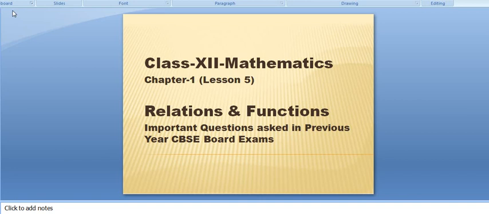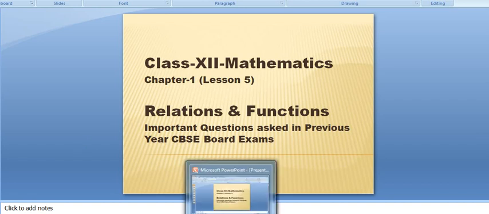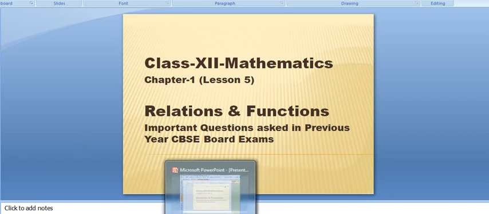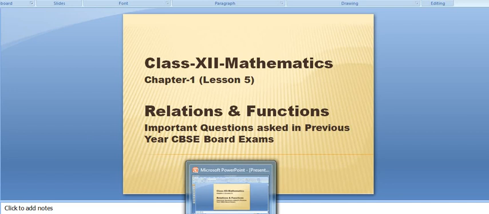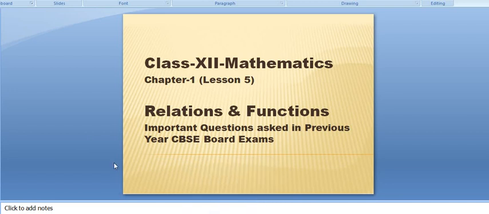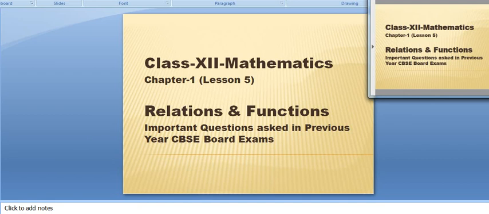going to solve some of the CBSE board exam questions which have been asked frequently in the exams and how to solve them. So today I am going to take in fact three questions, very important ones, and I hope that you will understand the solution.